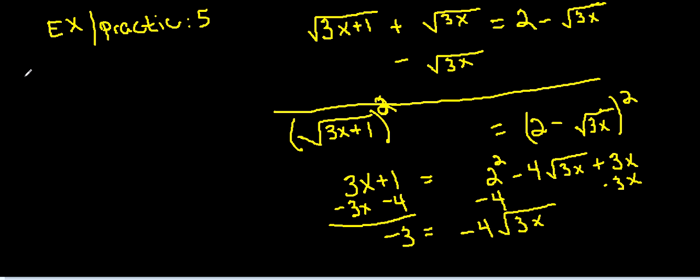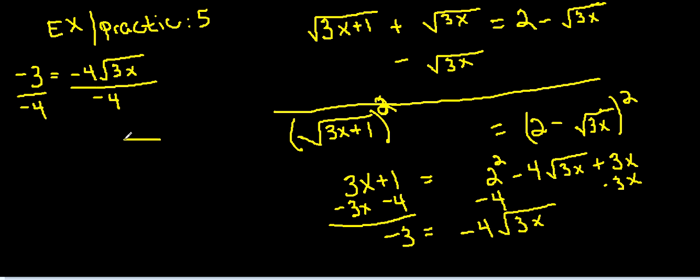Okay, let me rewrite this over here. I've got negative 3 that equals negative 4 square root of 3x. Okay, so we're doing fine. At this point now I'm going to divide by negative 4 to isolate this radical. Got that, fine. And now I'm left with the square root of 3x that equals 3 over 4.